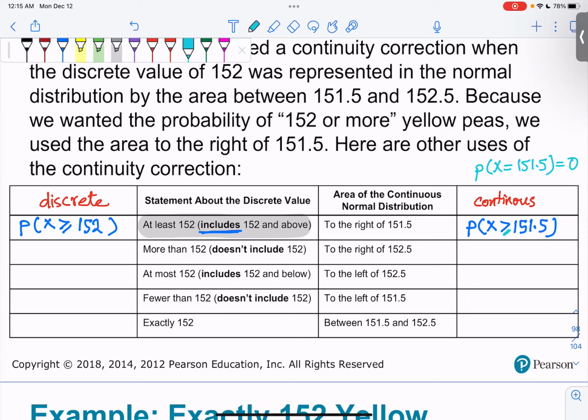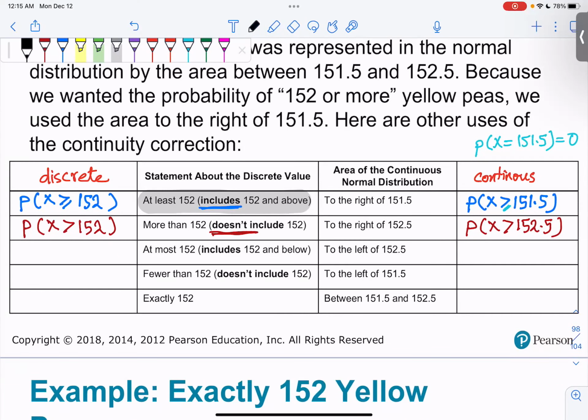And then the next one, more than 152. More than 152 means the probability of X greater than 152. So 152 is not included. Since it's not included, we can start from X greater than 152.5. Again, whether we put the equal sign here or not is exactly the same.